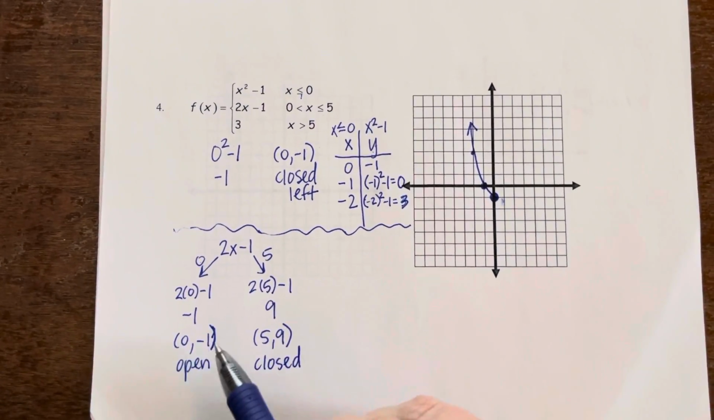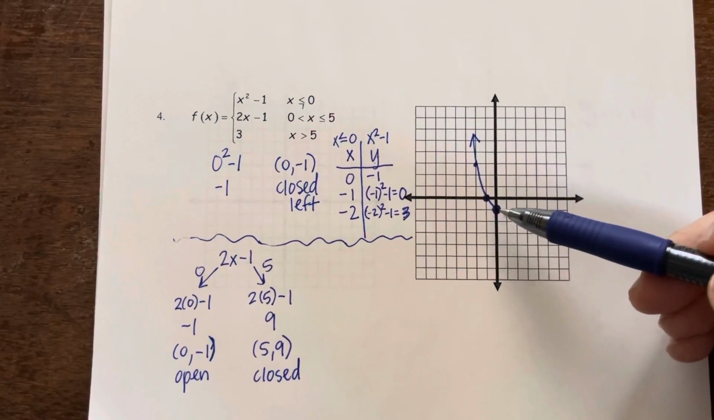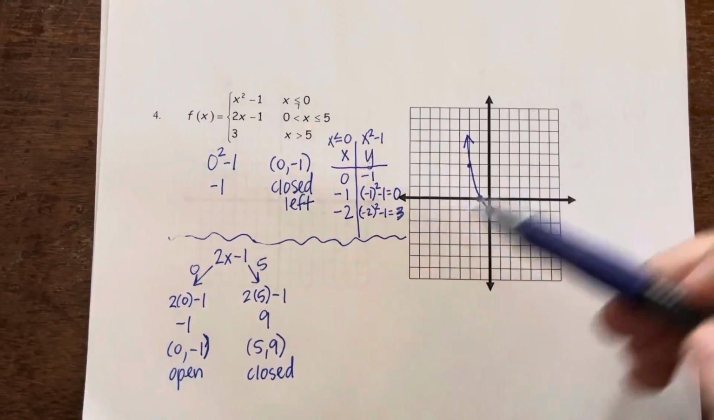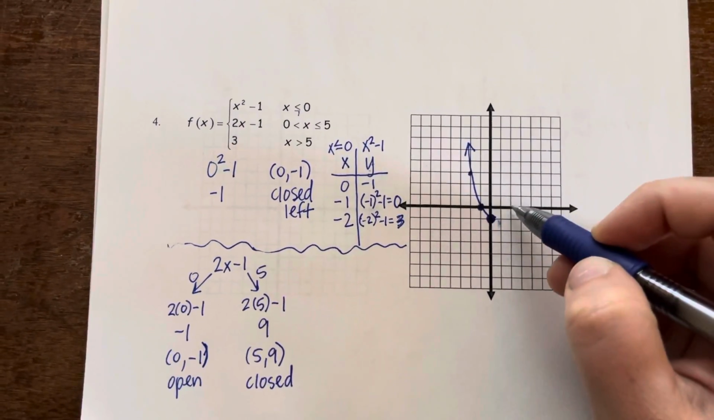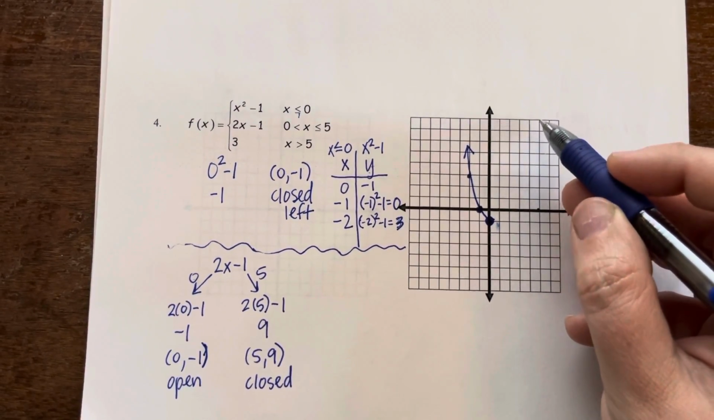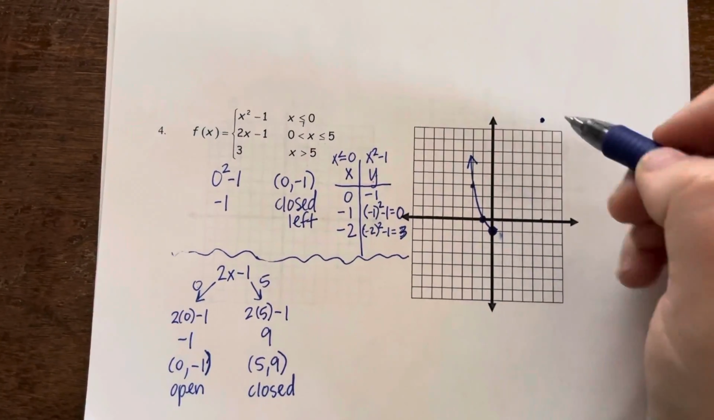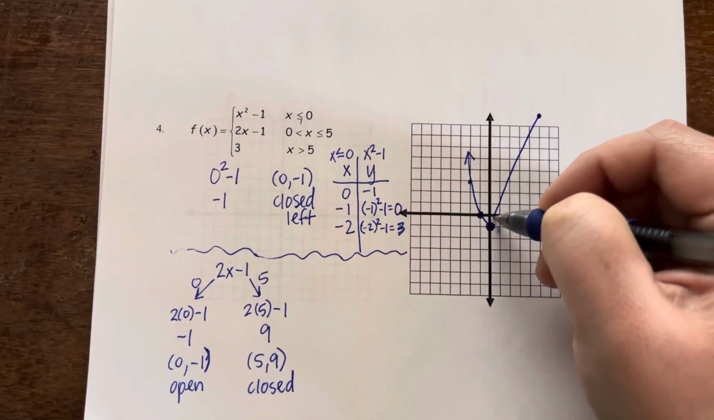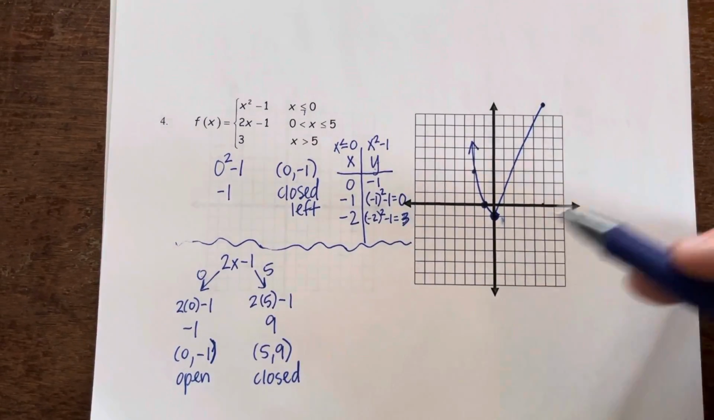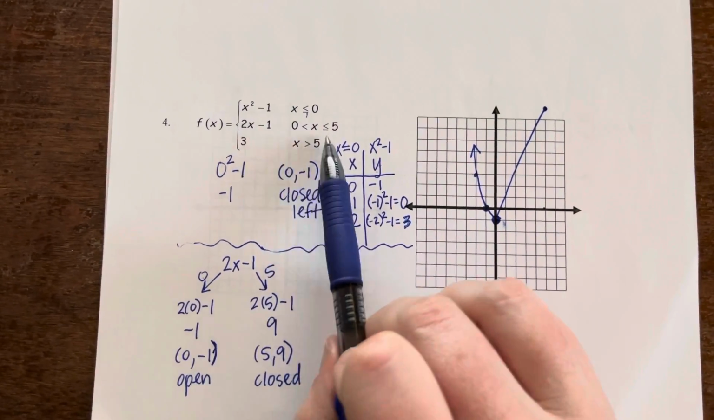So plot these two. 0, negative 1, open. Okay, there's already a point there. It's okay that it's closed. It's going to be part of the graph anyway. I'm going to connect that with 5, 9. Oh, geez, this one goes off the graph too. I don't know what I was thinking. This is closed. Then you just connect these, okay, with hopefully a line that's straighter than mine. That's this second part here. 2x minus 1 between 0 and 5, including 5.